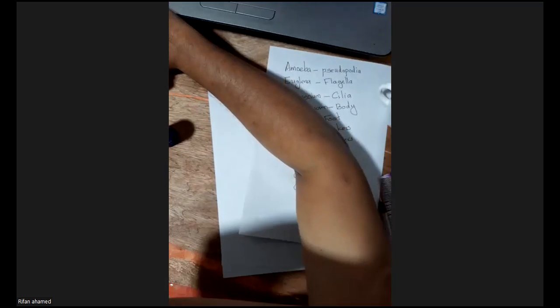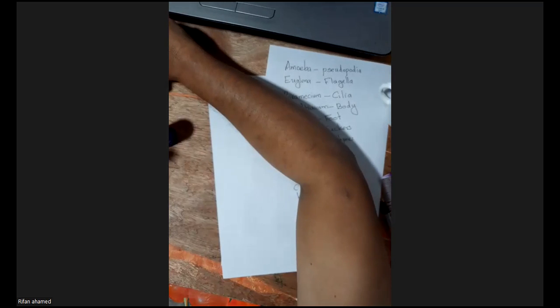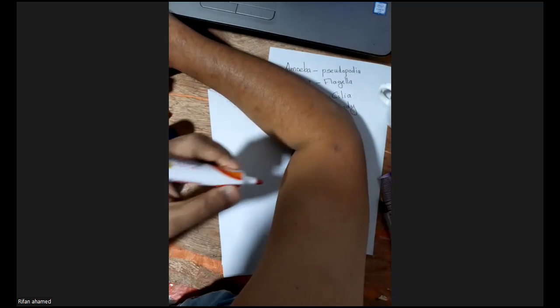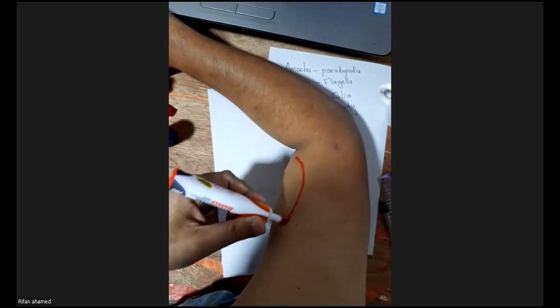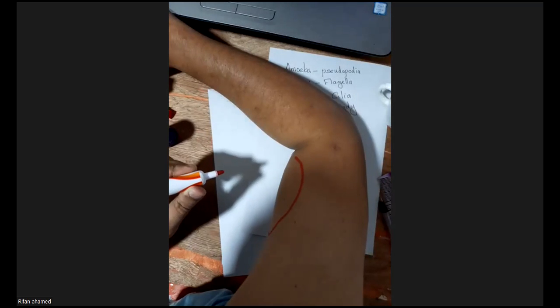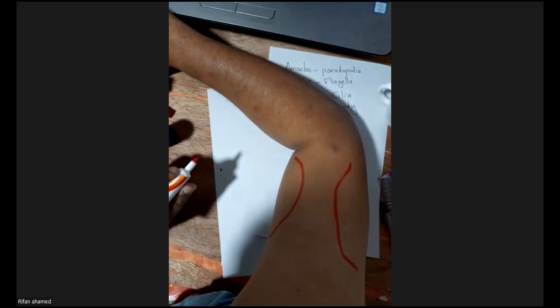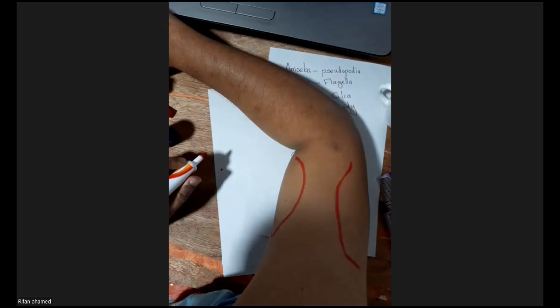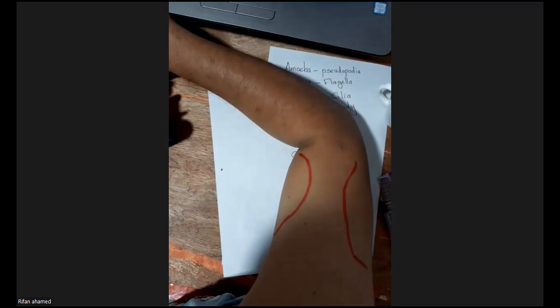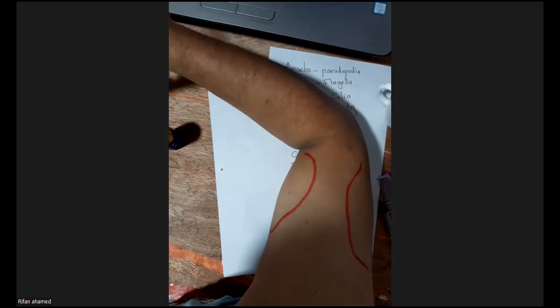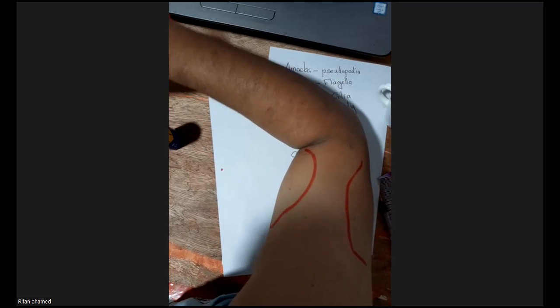In this hand, there are two muscles. The muscle in this region is the bicep muscle. The muscle in this region is the tricep muscle. What are the two types of muscles? Bicep muscle and tricep muscle.